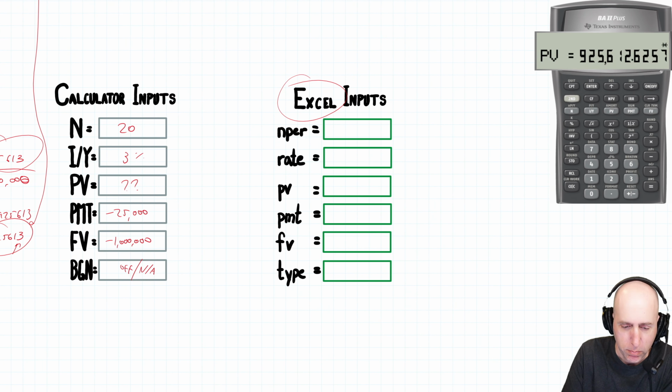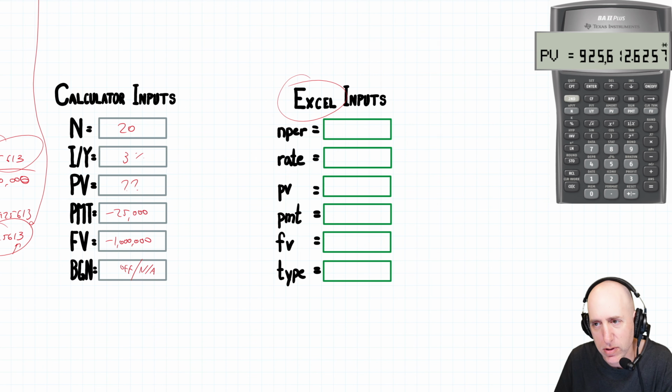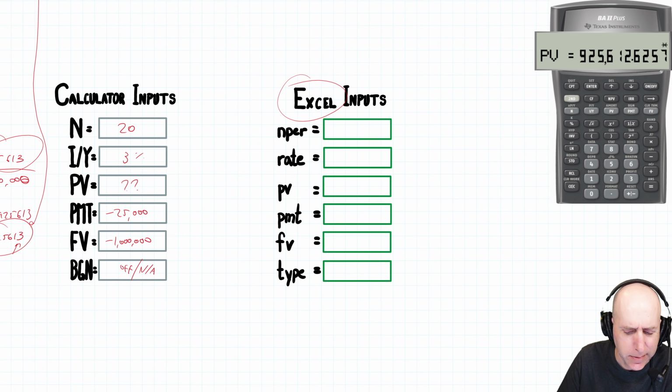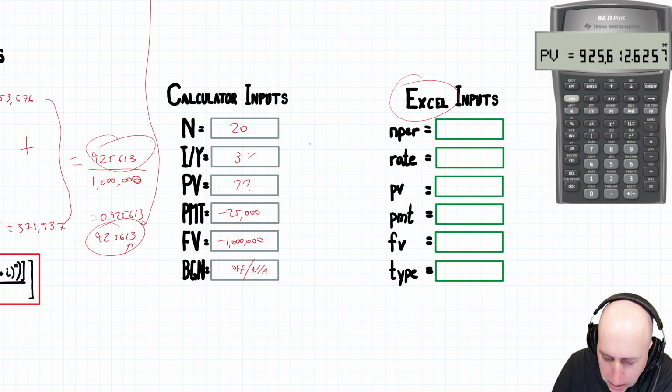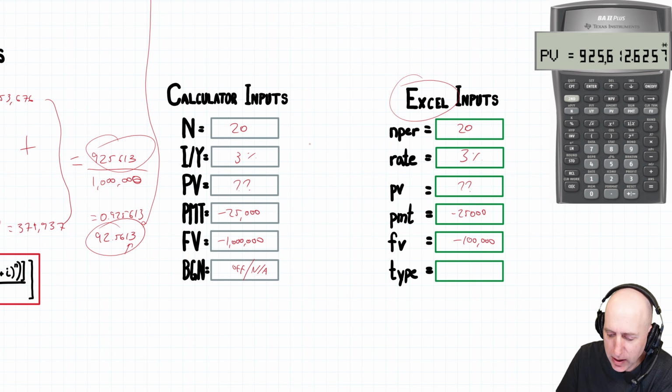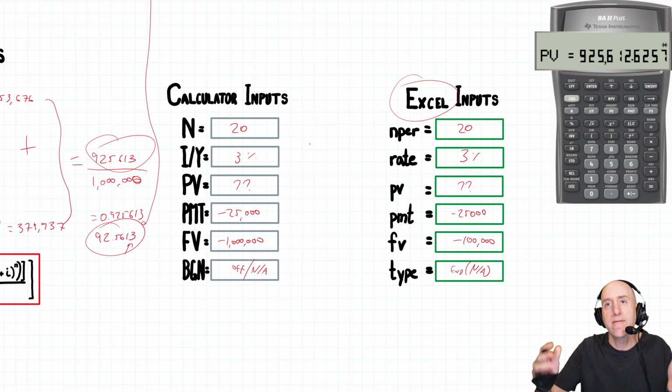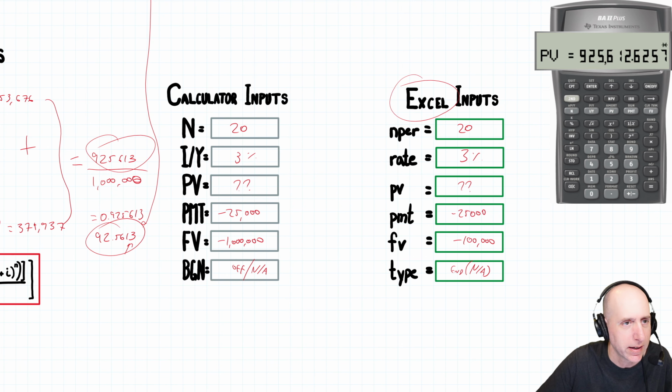The Excel input's pretty much the same. And again, I'm going to be using Google Sheets, but it's the same difference as Excel. It's just a computerized spreadsheet program. Number of periods, 20. The rate, 3. The PV, we don't know. PMT, 25,000. FV, 1,000,000. And the type, is it at the beginning or end of period? It's at the end of period, so it's end, but not applicable. Don't worry about it. The default is end, so you don't have to change anything.